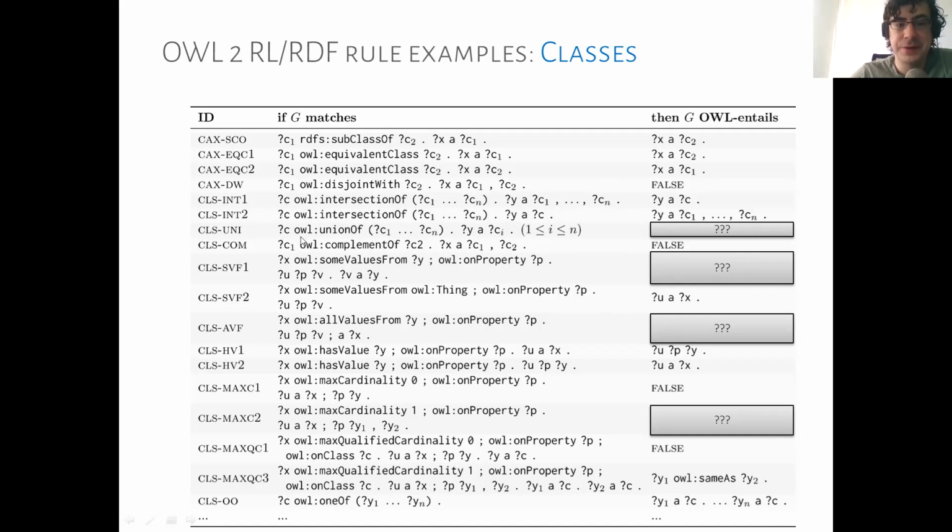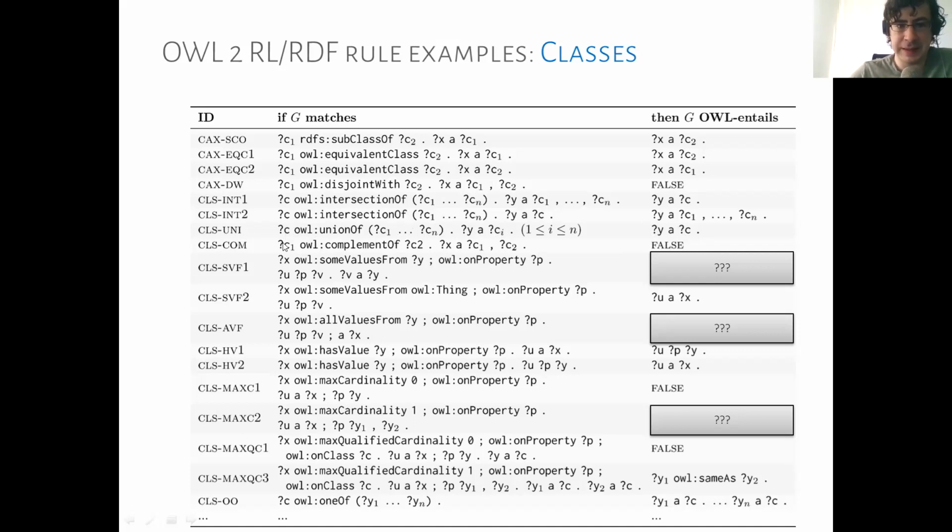Union of: here we have C, union of C1 to Cn. And if we know that Y is a Ci, one of these classes, any one of them, then we know that it must be in the union class C. Right? So we can entail here Y is a C. So here we miss something already. This is the only rule we have for union of, so it works in only one direction. Given an instance of one of these, it must be an instance of the union class.